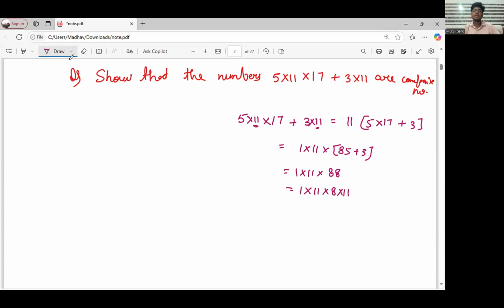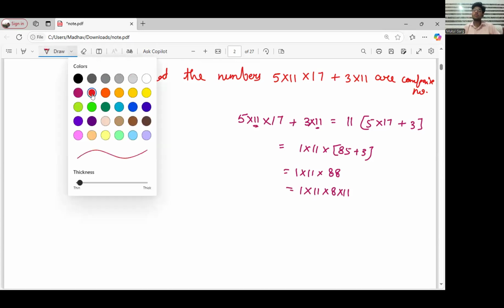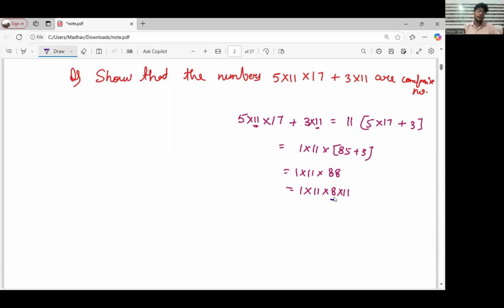So do you see something here? It has already more than two factors. I can again split this 8 as 2 into 2 into 2, but again you can see it already has more than two factors. 1 is a factor, 11 is a factor, and 8 is also a factor.